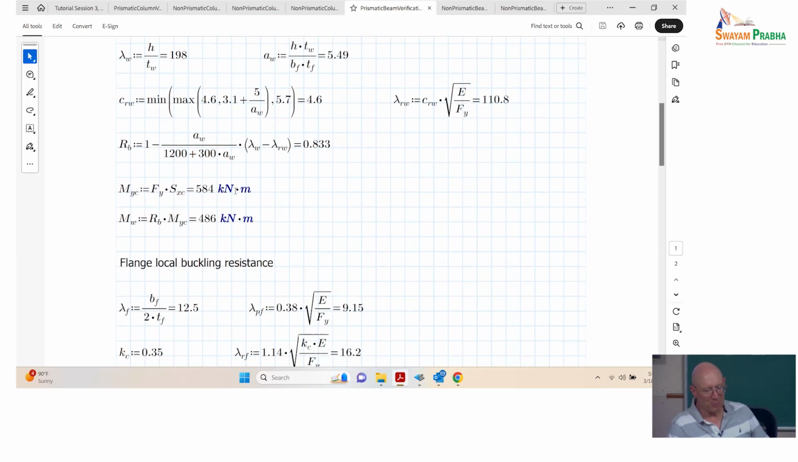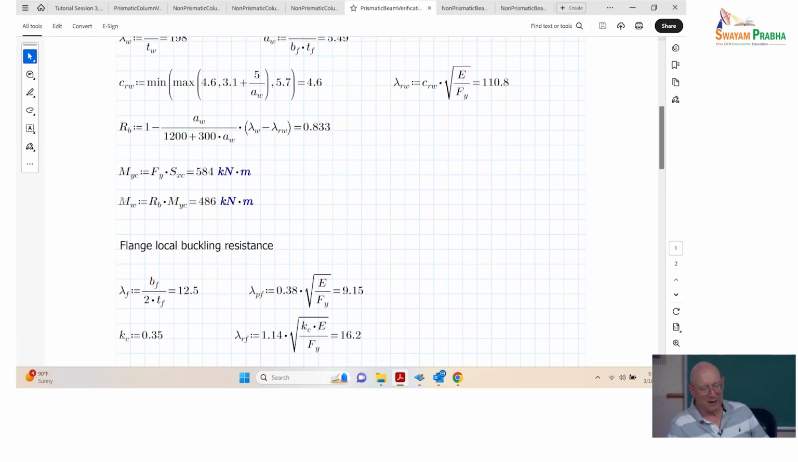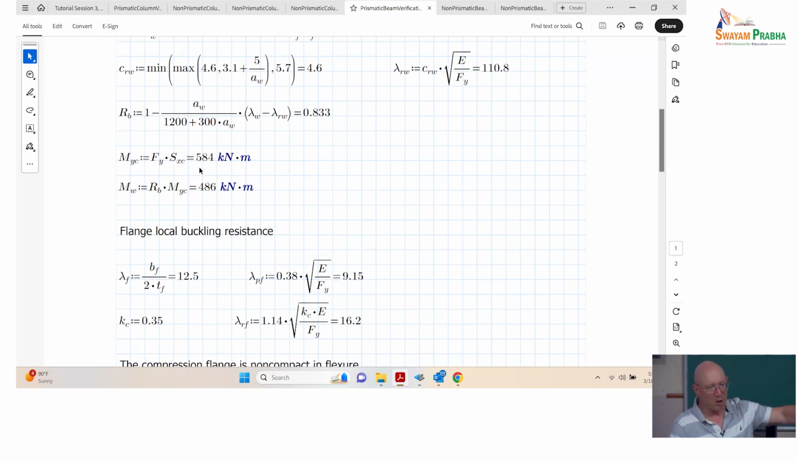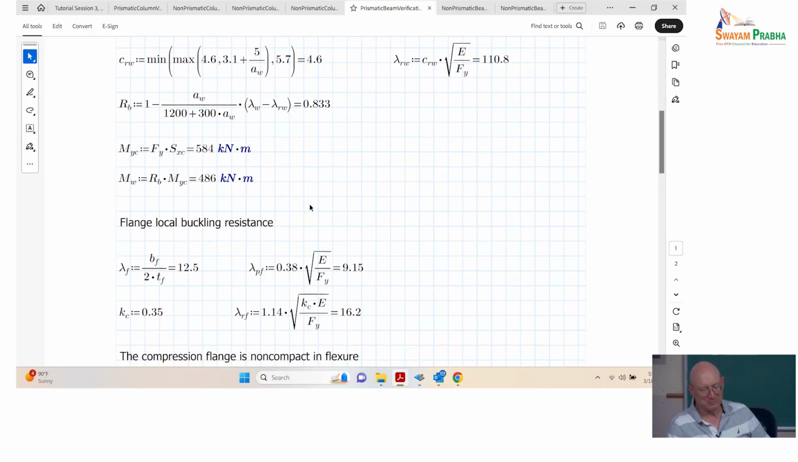We can calculate the yield moment to the compression flange, and then this term M sub W is kind of like a cross-section strength. It's called the strength considering yielding and web local buckling. So here, that's what it is, yielding and web local buckling. The web local buckling and post-buckling is captured through RB. And so that's your so-called plateau strength. That's the maximum limit that we can use in our design. We reduce from that when we look at lateral torsional buckling or flange local buckling.